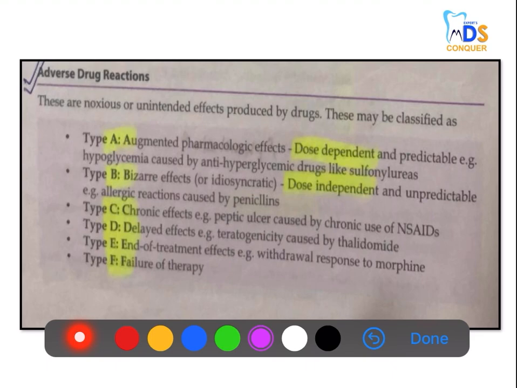Next, type B is bizarre effects or idiosyncrasy, which are dose independent and completely unpredictable, like the allergic reactions to penicillins. Next, type C, the chronic effects, for example with chronic use of NSAIDs, peptic ulcer can occur, right? So that is chronic. D is delayed effects, which is teratogenicity caused by thalidomide. E is the end of treatment effects, that is withdrawal response to morphine, and F is failure of therapy. So questions can be asked based on this chart as well.